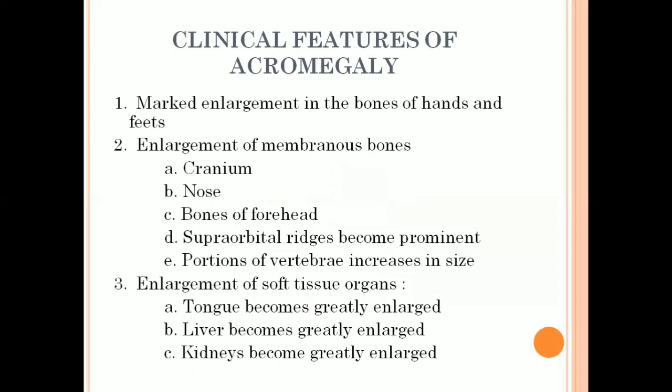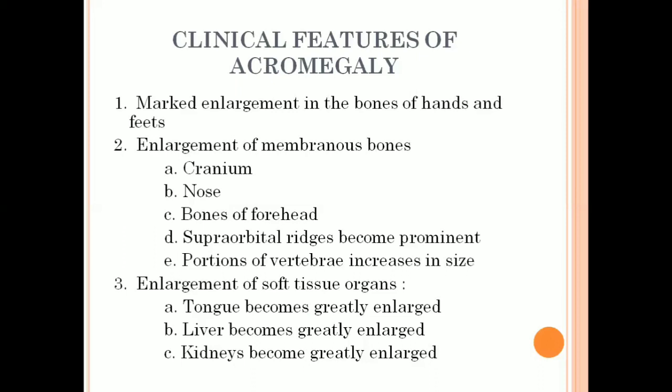Next, moving on to the clinical features of acromegaly. Acromegaly means acral means peripheral parts, megaly means enlargement. There is marked enlargement in the peripheral parts, that is, bones of hands and feet. There is also enlargement of membranous bones like cranium, nose, and bones of forehead. And there is a prominent supraorbital ridge. There is enlargement of soft tissues like tongue, liver, and kidneys. And sometimes portions of vertebra may also increase. And all this soft tissue enlargement is also seen.